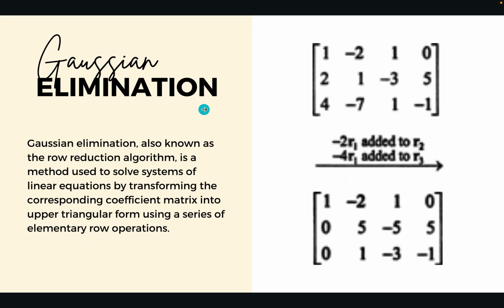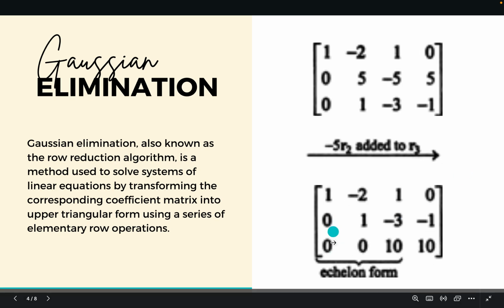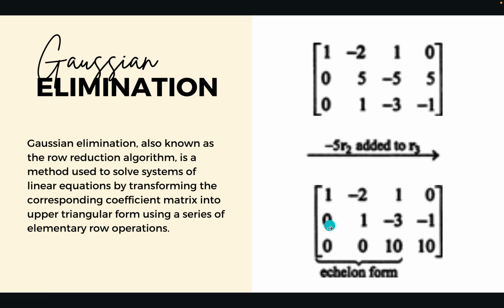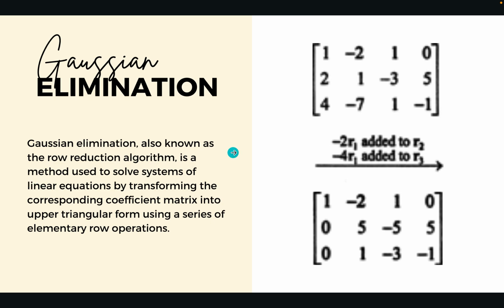So what's Gaussian elimination? The first technique, Gaussian elimination, also known as the row reduction algorithm, is used to solve the system of linear equations using the row echelon form, and we can convert this matrix into an upper triangular form using a series of operations. So what's an upper triangular form? It's something of this type where the lower triangle of the matrix is all zeros. So this makes it easier to solve our final equations.